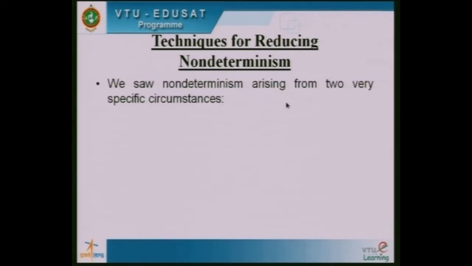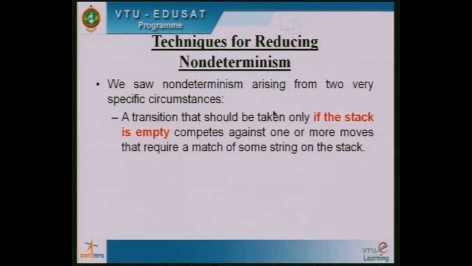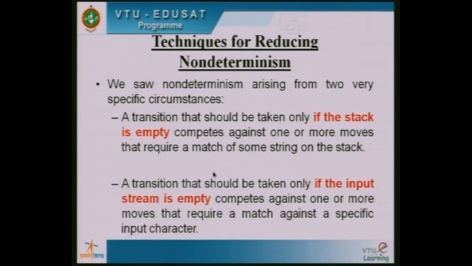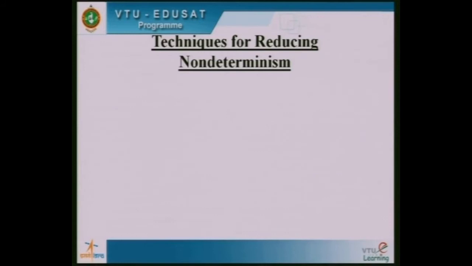We saw non-determinism arising from 2 very specific circumstances. What were those 2 circumstances? A transition that should be taken only if the stack is empty competes against one or more moves that require a match of some string on the stack. Another is a transition that should be taken only if the input string is empty competes against one or more moves that require a match against a specific input character.